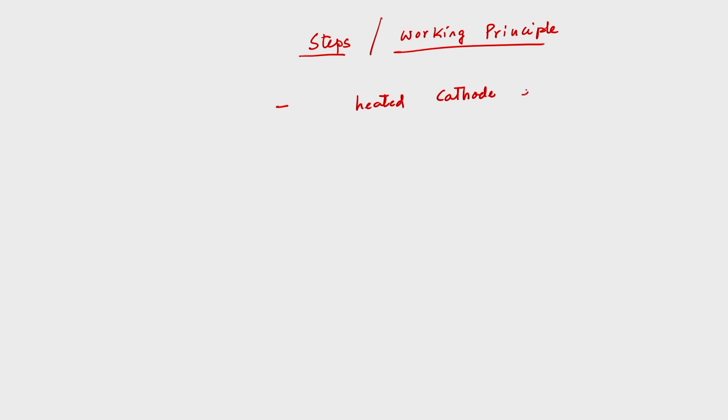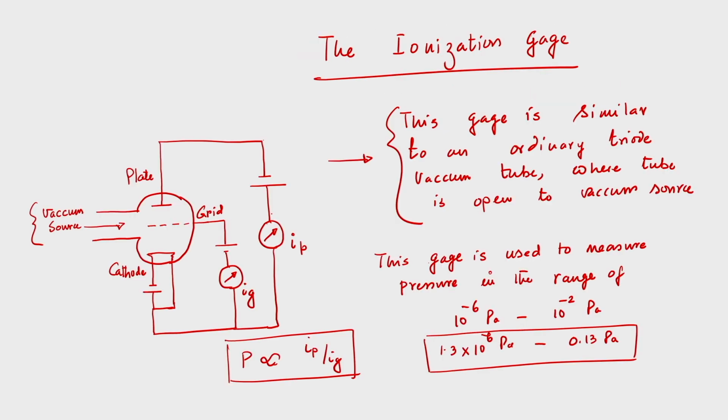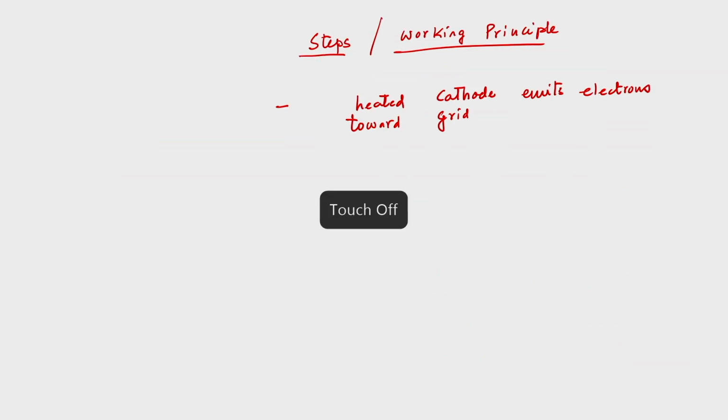emits electrons toward the grid. So that means the cathode which is heated, if we allow current to flow, will emit electrons, and those electrons should be emitted toward the grid.